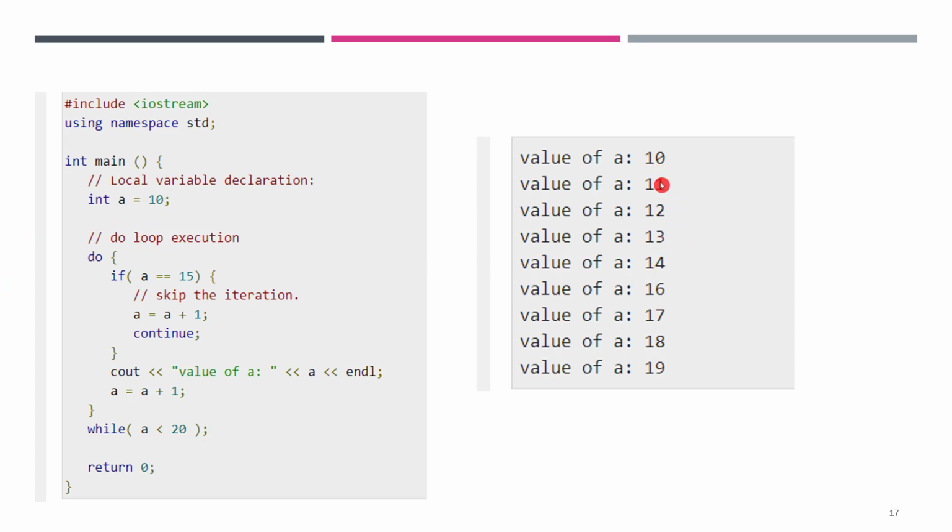That's why 10, 11, 12, 13, 14, 15 is missing. That means the iteration is not executed to the full. Just continue, the continue. We hand over the control to the main statement.